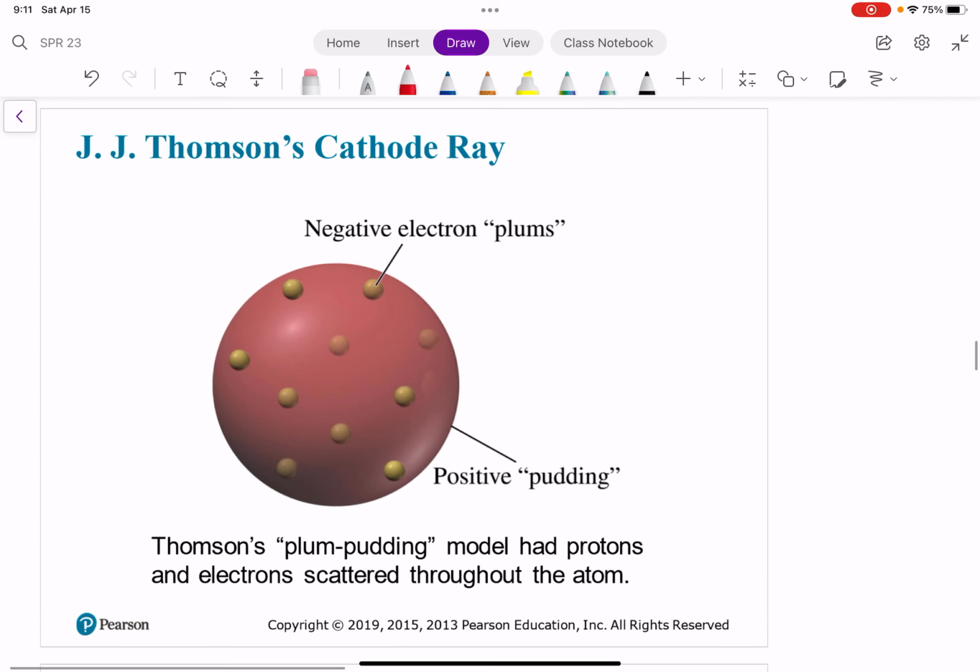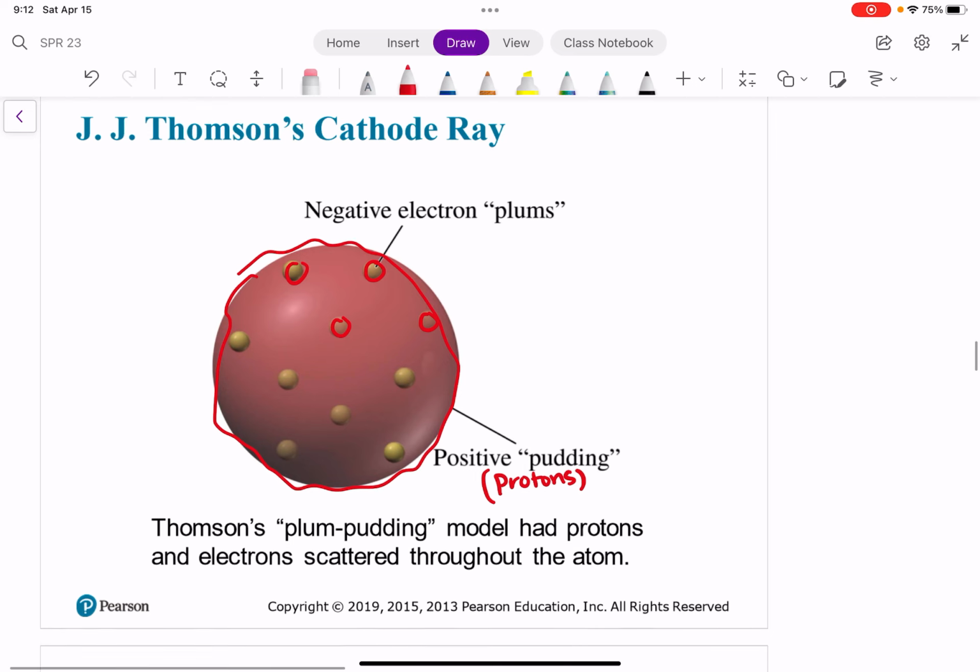He proposed that the atom was like a plum pudding, where the negatively charged electrons were these little plums, floating around in this positive pudding of protons. So these would be the protons. We now know that this is not correct. This is not what atoms are actually like, but it was a model that he came up with.